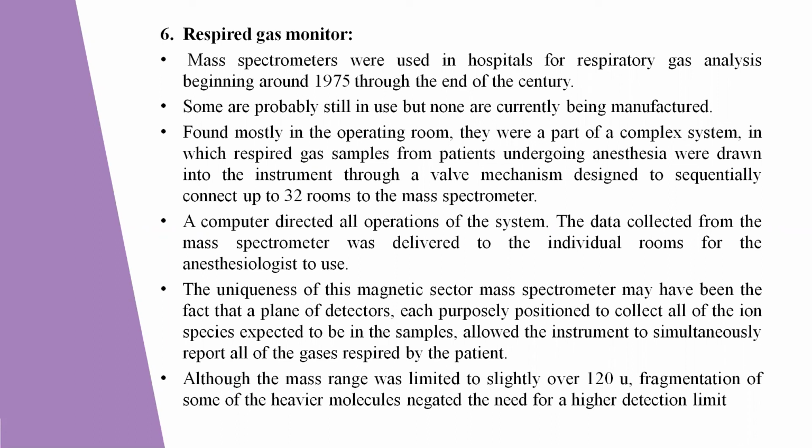They were a part of a complex system in which respiratory gas samples from patients undergoing anesthesia were drawn into the instrument through a valve mechanism designed to sequentially connect up to 32 rooms to the mass spectrometer. A computer directed all operations of the system. The data collected from the mass spectrometer was delivered to the individual rooms for the anesthesiologists to use. Although the mass range was limited to slightly over 120 U, fragmentation of some of the heavier molecules negated the need for a high detection limit.